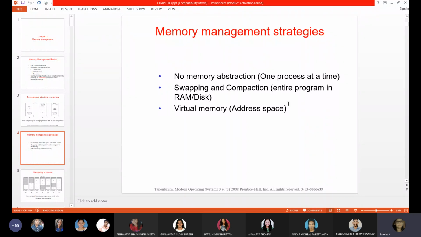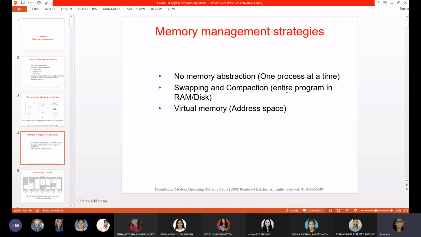In swapping, what will happen? A single process will not be the only one in the main memory. There could be more than one process in the main memory. But it is like the entire program: if one process should be executed, the entire program of that process will come to the main memory.